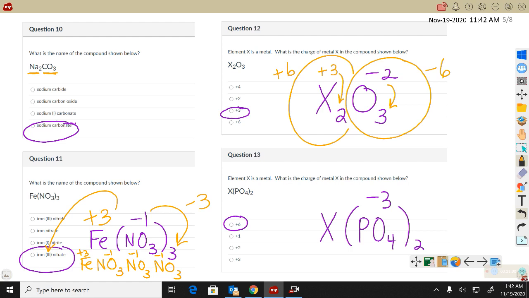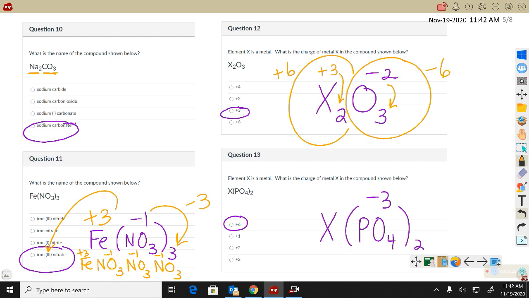Kind of similar with number 13. X is a metal. What's its charge? Well, phosphate, this group in parentheses, is a polyatomic ion, and I can look up its charge on page 98. The whole group, PO4, is -3. If you bond phosphorus and 4 oxygen, and you want to give everybody a full outer shell, you're going to be 3 electrons short. Somehow you'll need to gain 3 more electrons.